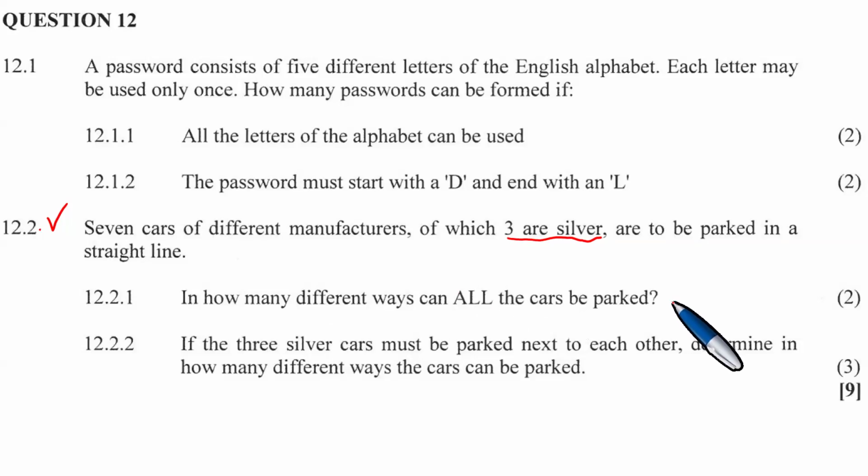Who wants to try this question? If you have 7 cars of different manufacturers, of which 3 are silver, to be parked in a straight line, in how many different ways can all the cars be parked? Nombuso, what do you think?